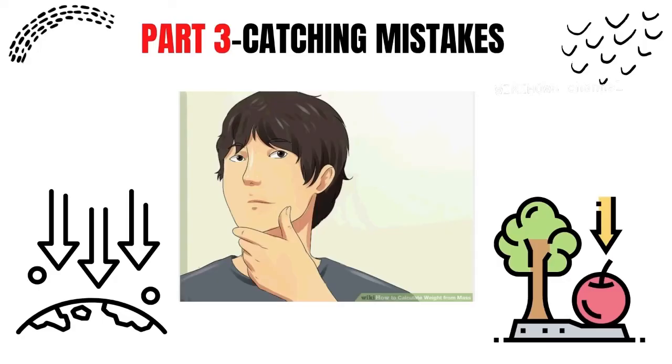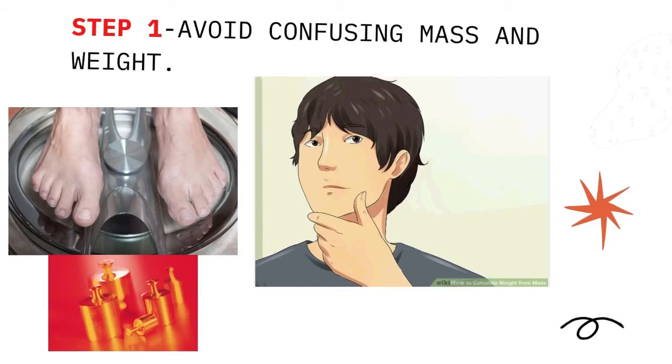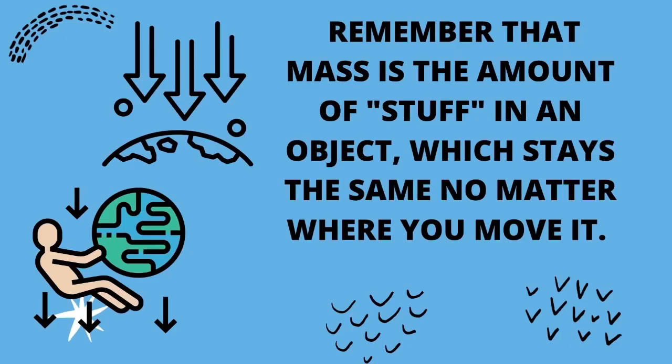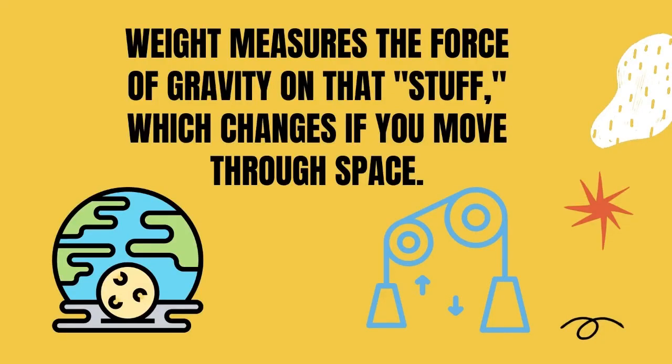Part 3: Catching mistakes. Step 1: Avoid confusing mass and weight. The number one mistake people make on these problems is confusing mass and weight. Remember that mass is the amount of stuff in an object, which stays the same no matter where you move it. Weight measures the force of gravity on that stuff, which changes if you move through space.